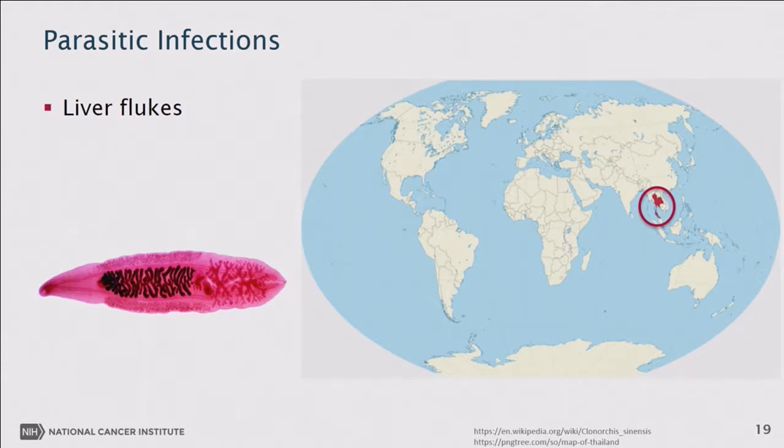Liver flukes are easily treatable with medications, but in places like Thailand, there's really poor sanitary conditions, and people are often eating raw and undercooked fish. So even if people are treated, they often recur. And liver flukes are associated with about a 2 to 5 times increased risk of cholangiocarcinoma.